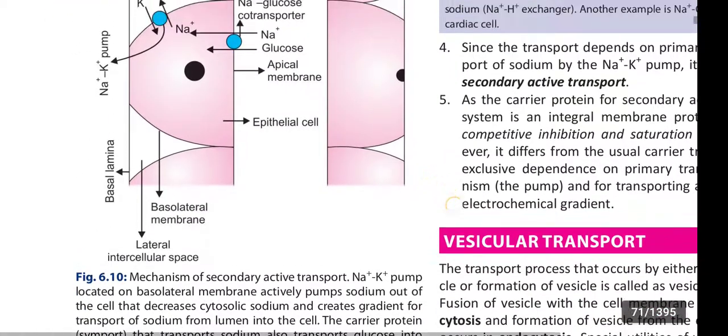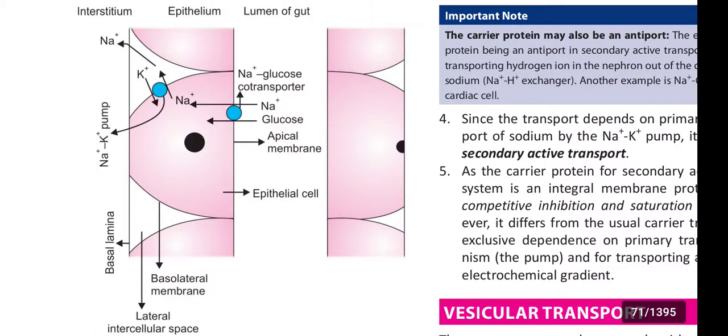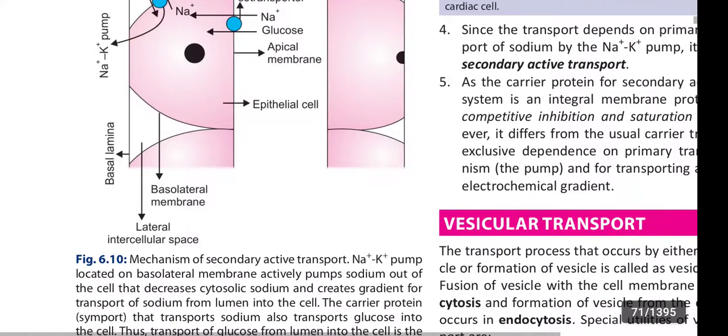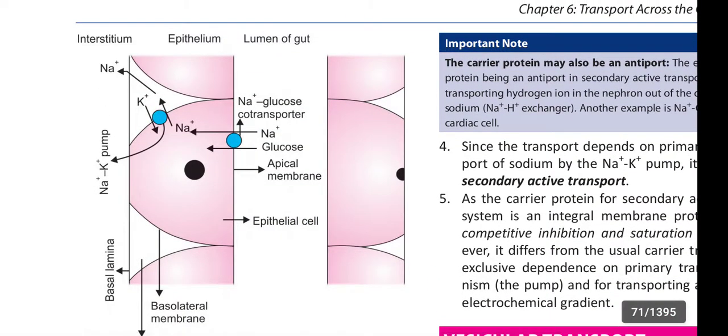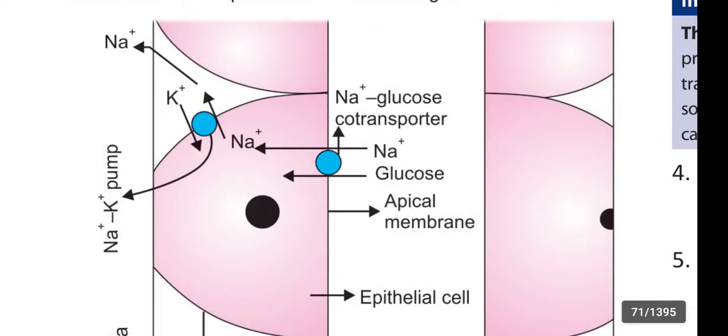This causes the decrease of sodium in the cytosol. This decreases cytosolic sodium and creates a gradient for transport of sodium from the lumen into the cell. This changing gradient causes the transport of sodium from the lumen into the cell.